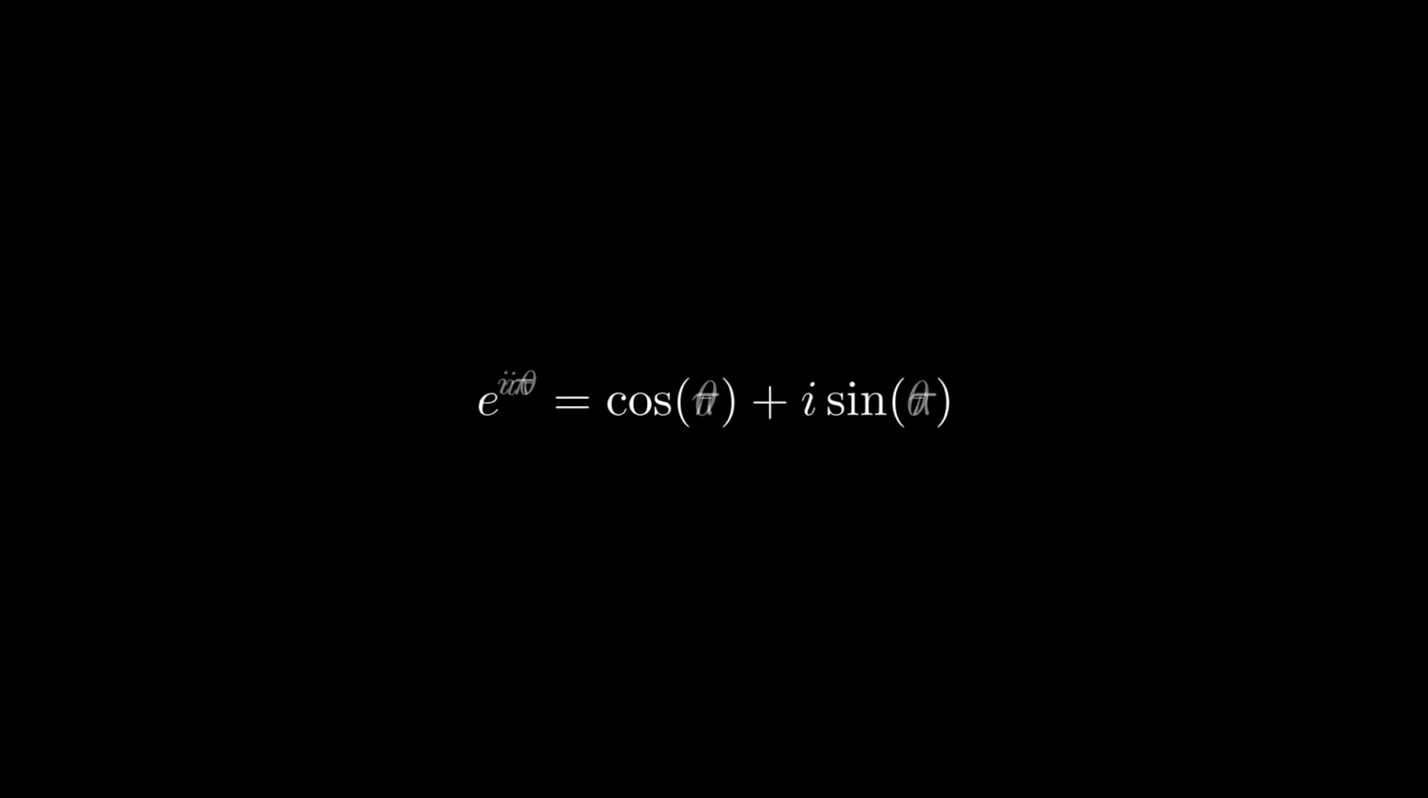We can then substitute pi for theta to get e to the i pi equals cosine pi plus i sine pi. Cosine pi is -1 and sine of pi is 0, which cancels out the i term. Moving things around, we get our answer, e to the i pi plus 1 equals 0.